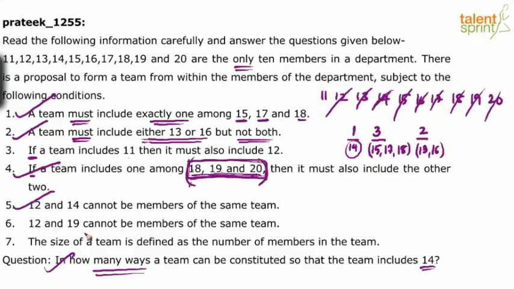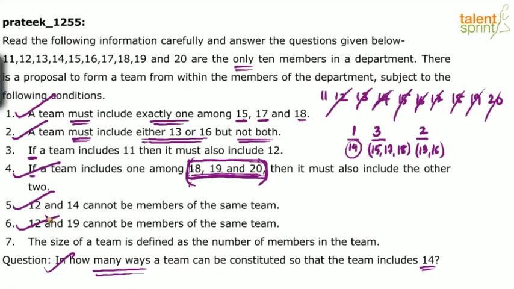The sixth condition says 12 and 19 cannot be the members of the same team. 12 and 19 cannot be the members of the same team. Right? Now, we are anyway not choosing 12. See, 12 and 19 should not be together. Are you able to follow? 12 and 19 should not be together. Now, because we have already decided that we will not choose 12, 19 may come, may not come. So anyway, this condition is automatically satisfied.